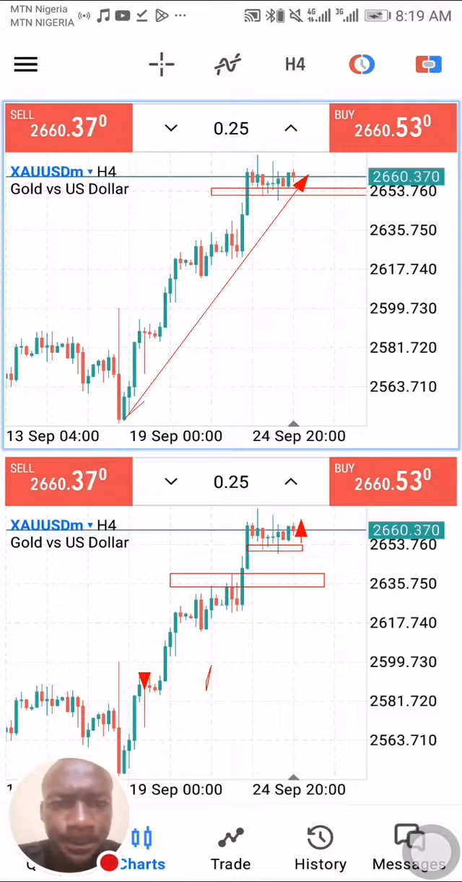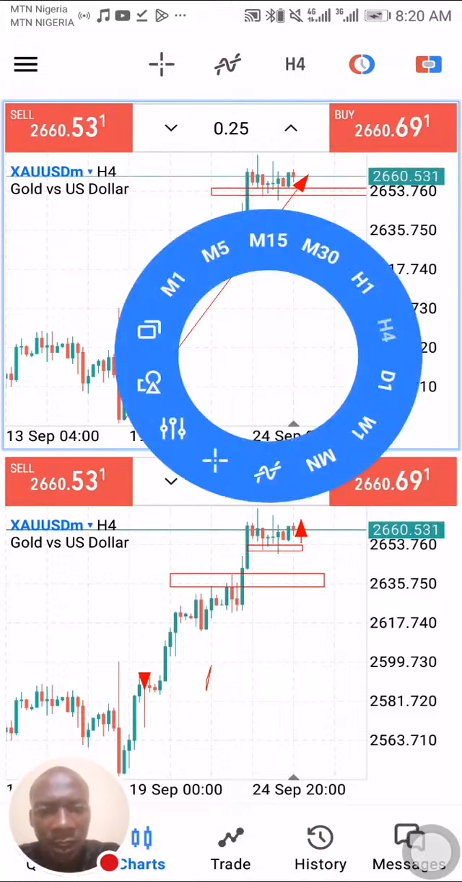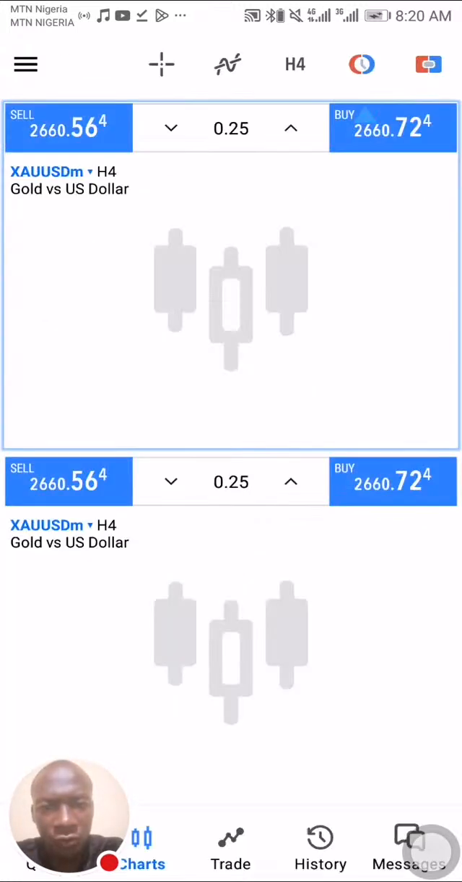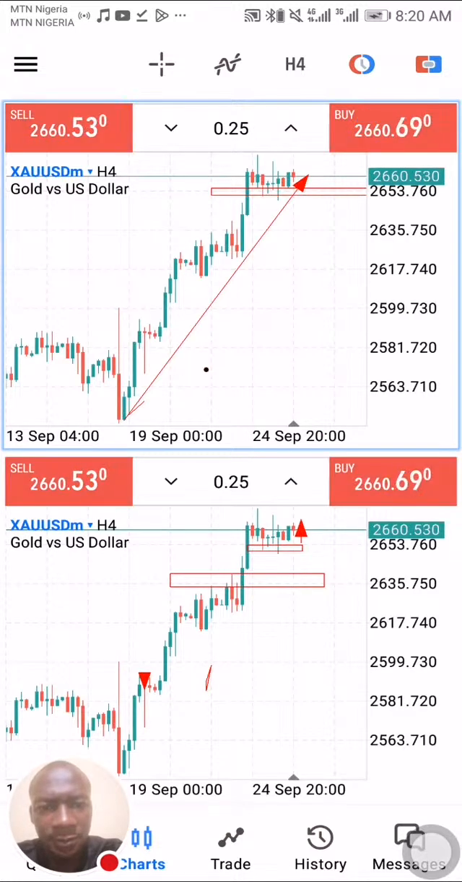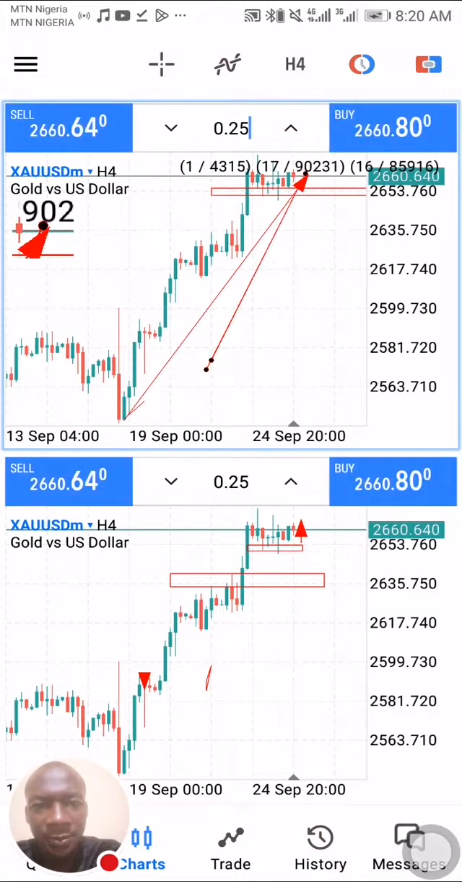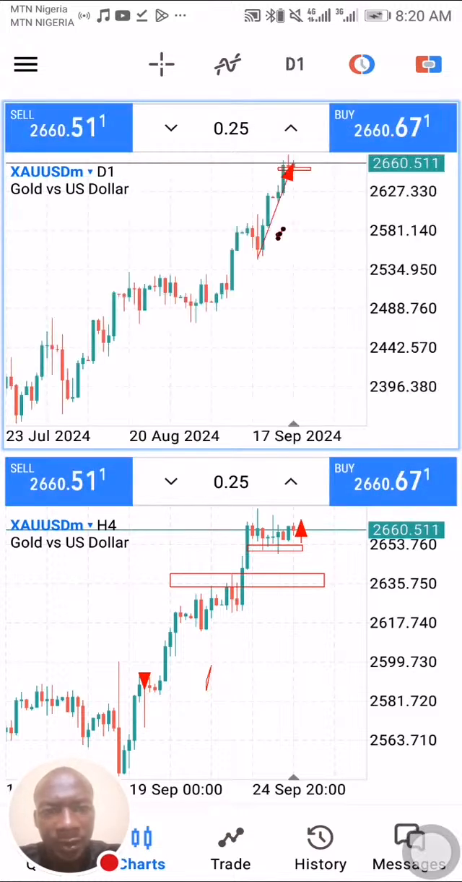There's a lot to be learned here. So let's get on with the analysis. We are currently on gold. As you know, gold has been moving sideways for a while now, for two days now. This is from the 4 hour perspective. Price has been moving sideways, and when we scale up to the daily time frame, you can see this.